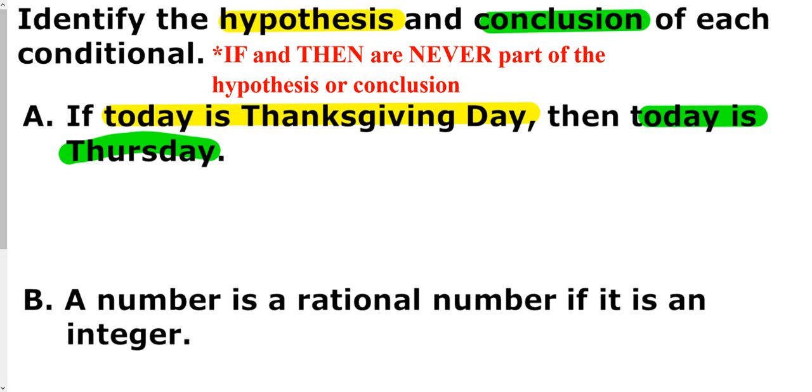A number is a rational number if it is an integer. If we wrote this as a true conditional statement, we would say if a number is an integer, then it is a rational number. So our hypothesis is it is an integer, and our conclusion is a number is a rational number. So sometimes the conclusion can come before the hypothesis.